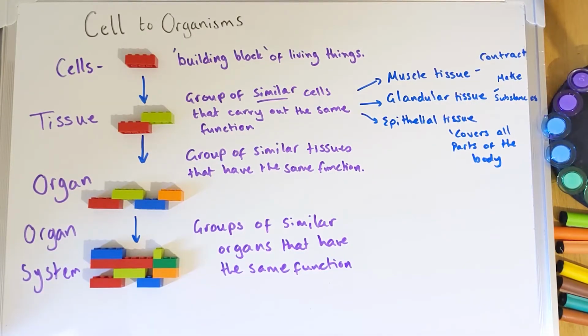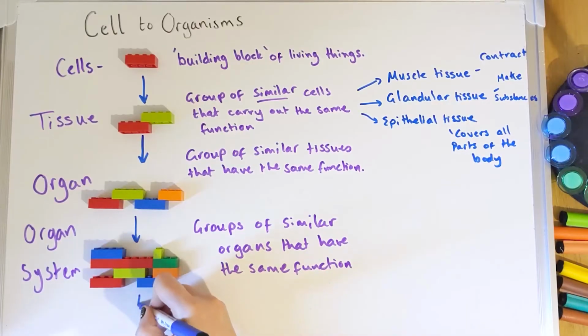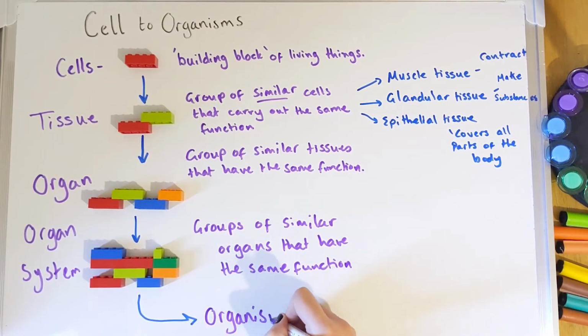And that will lastly lead us on to the organism, the whole living thing. So you take all your systems, your digestive system, your circulatory system, your nervous system, and all of those together become your whole living thing. Here's our organism.